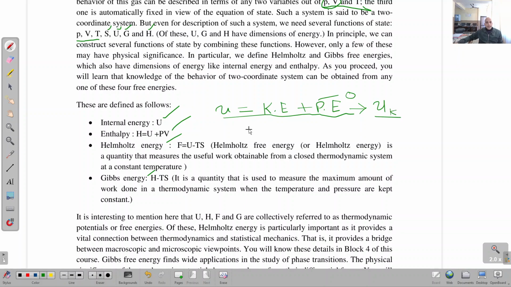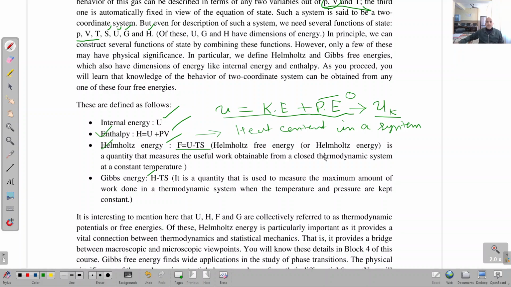So this is the internal energy. Now, the second thermodynamic potential is enthalpy. Enthalpy is basically the total amount of heat content in a thermodynamic system. Total amount of heat energy contained in a thermodynamic system is represented by enthalpy. And mathematically, H is equal to U plus PV. Similarly, the third thermodynamic potential is Helmholtz free energy. Mathematically, it is F is equal to U minus TS.